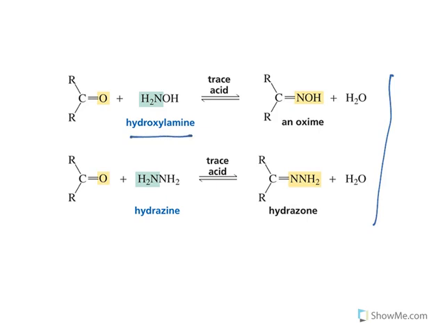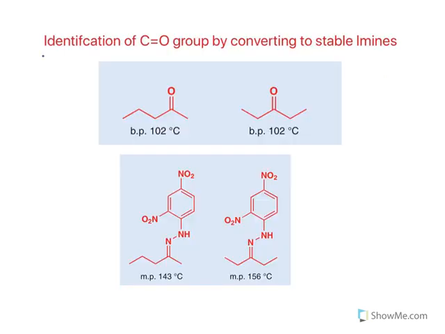NH2OH is hydroxylamine. It reacts with the carbonyl carbon and results in oxime. Similarly, hydrazine forms hydrazone. All the reactions take place like this, in the presence of a trace of acid. Now, coming to the identification and characterization of the CO group with stable imines, look at them.